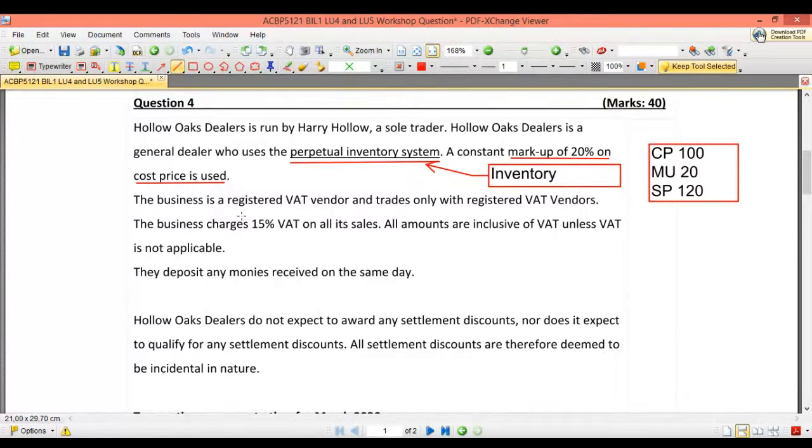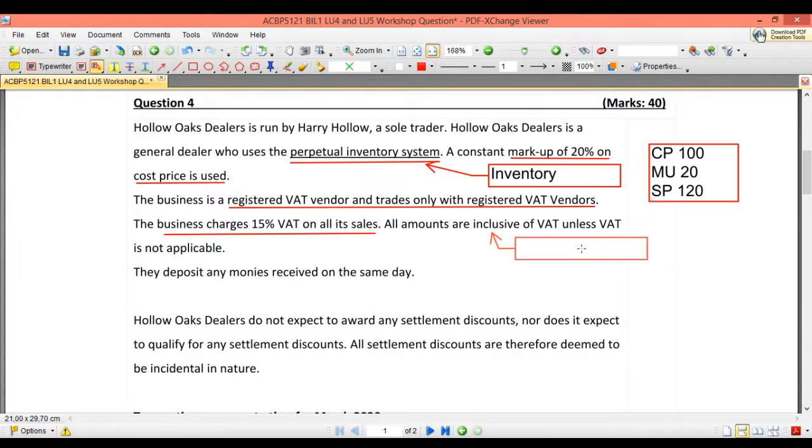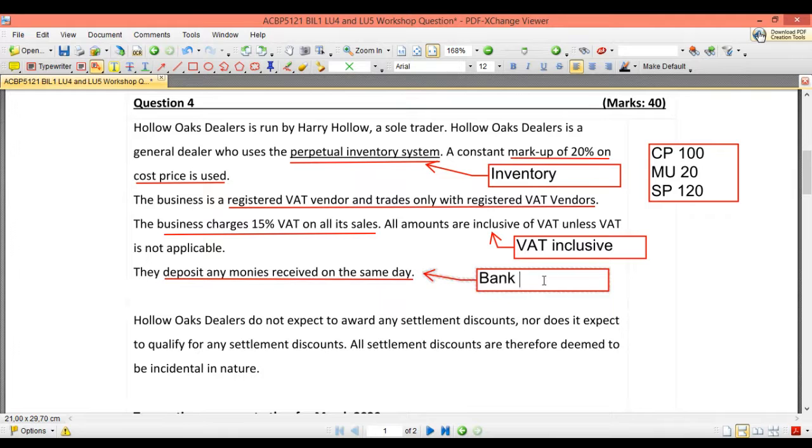Then they tell you the business is a registered VAT vendor and trades only with registered VAT vendors. The business charges 15% on all sales. Okay, so that means the amounts are inclusive of VAT unless otherwise indicated. So everything is VAT inclusive. Okay, and they deposit any monies received on the same day. So this means your bank and your analysis of receipts would be the same. So that's why they don't require you to do that entry.